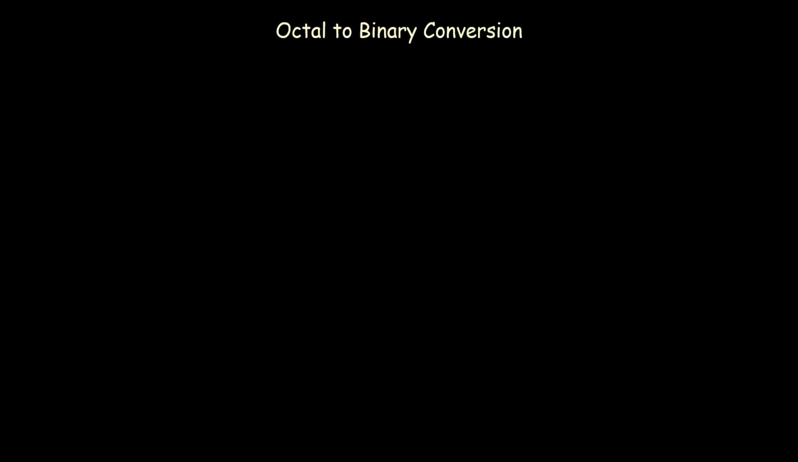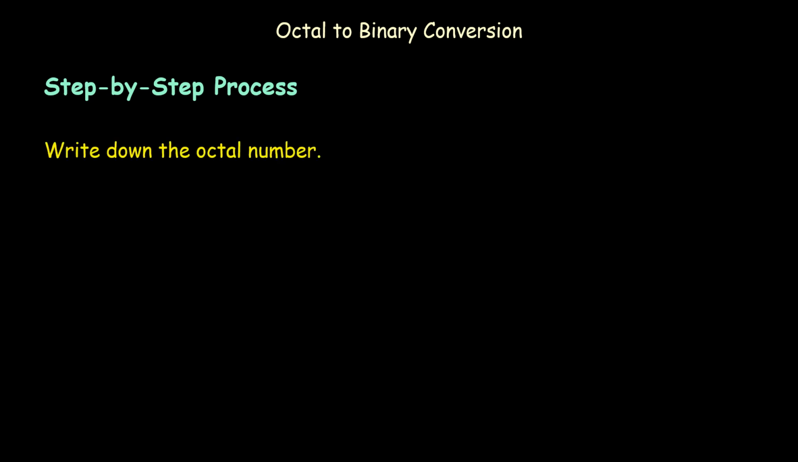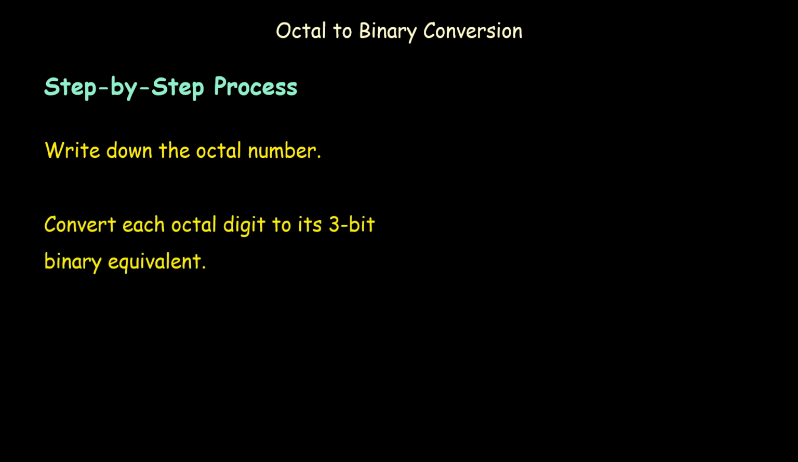First, let us get to know about the octal to binary conversion. These are the simple steps that you can follow. To convert octal to binary, start by writing down the octal number. Then, convert each octal digit into its corresponding 3-bit binary equivalent. Finally, combine all the binary groups together to form the complete binary number.